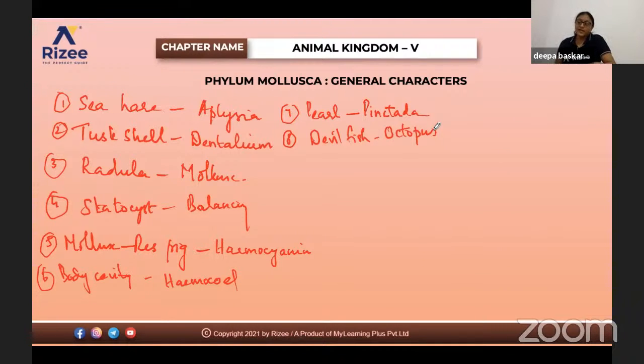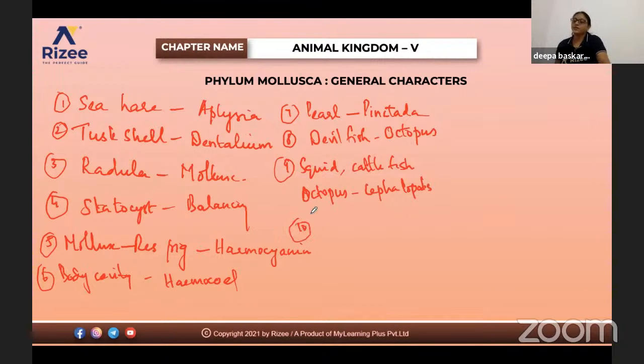Squid, cuttlefish, octopus belong to... see here, squid, cuttlefish, octopus. Already I have explained. Cephalopods. Okay. So here the options given are Decapoda, Scaphopoda, Apoda, Cephalopoda.